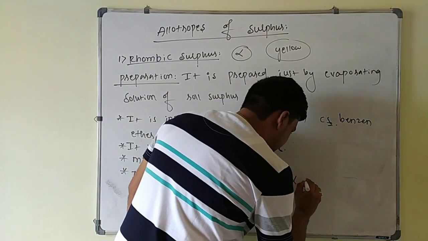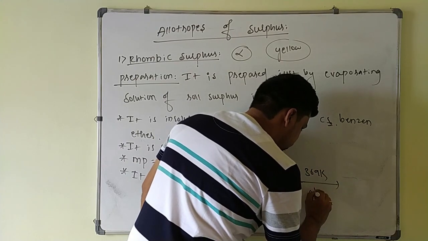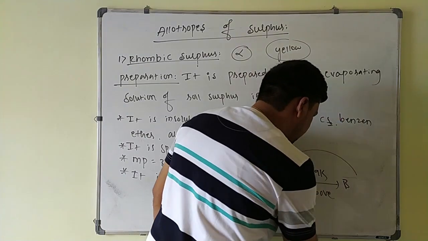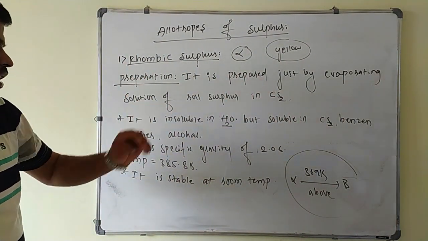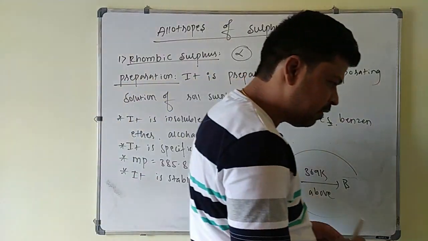Suppose this alpha sulfur is heated above 369 Kelvin, it will be converted into beta sulfur here. Okay, this is about rhombic sulfur. Next we will go for preparation of monoclinic sulfur.